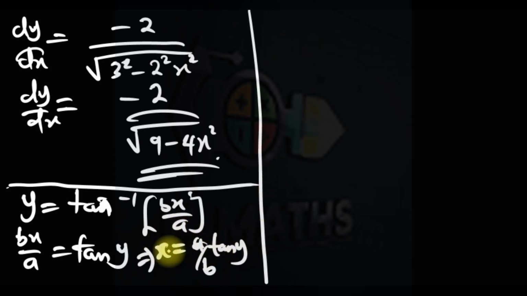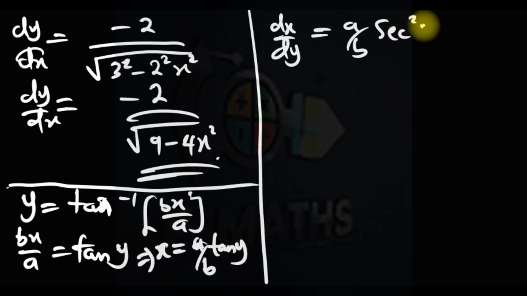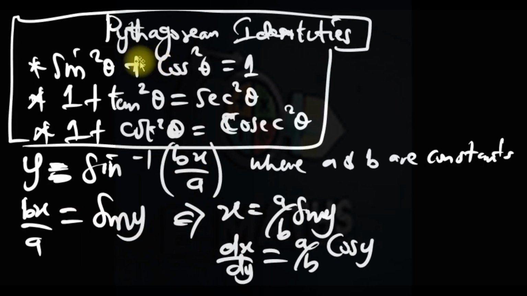So let's now differentiate x with respect to y. You have dx over dy is now, remember a and b are constant, so a over b, if you differentiate tan, it is sec squared. Do you remember? Okay, and we know we are given tan inverse of this, so we need to convert this to tan, because that's what we are given. So from our Pythagorean identity, if you remember, 1 plus tan squared is sec squared. So I can replace sec squared with 1 plus tan squared in that.